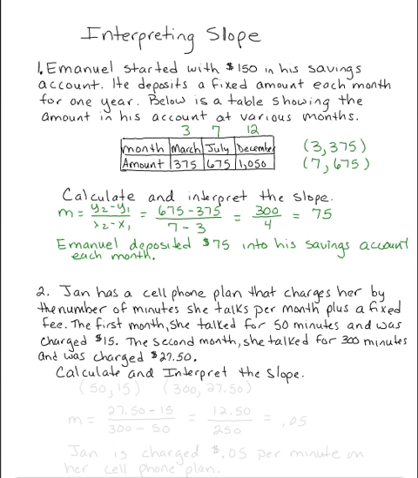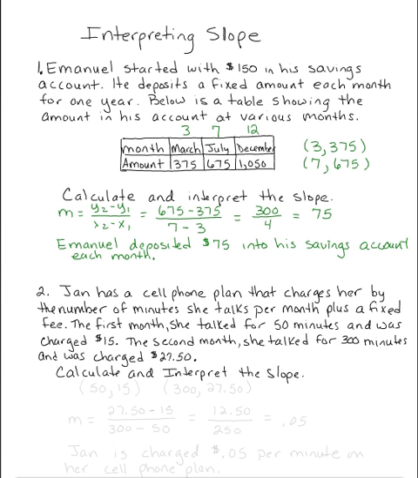Let's look at number 2. Jan has a cell phone plan that charges her by the number of minutes she talks per month, plus a fixed fee. The first month, she talked for 50 minutes and was charged $15. The second month, she talked for 300 minutes and was charged $27.50. Calculate and interpret the slope.